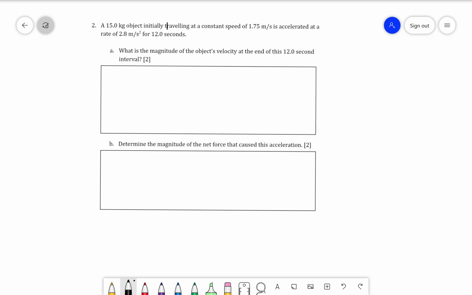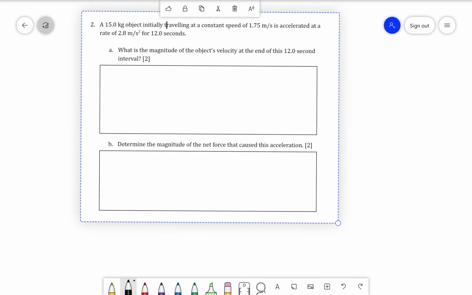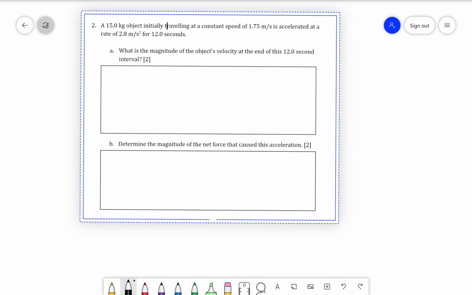A 15 kilogram object initially traveling at a constant speed of 1.75 meters per second. So initially we have a constant speed, which means we start off by not having an acceleration, which means we start off by not having a net force acting on us. But then we start accelerating, right? Then we start accelerating at a rate of 2.8 meters per second squared for 12 seconds. So yeah, then we get a force acting on us.